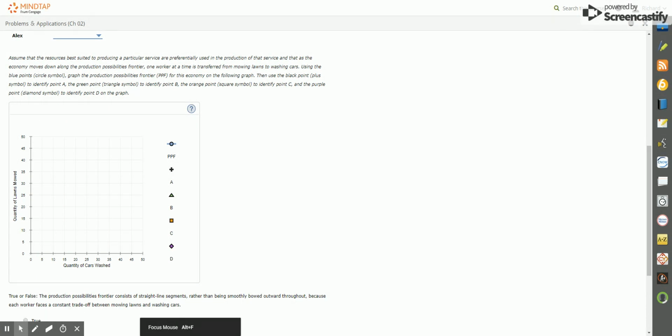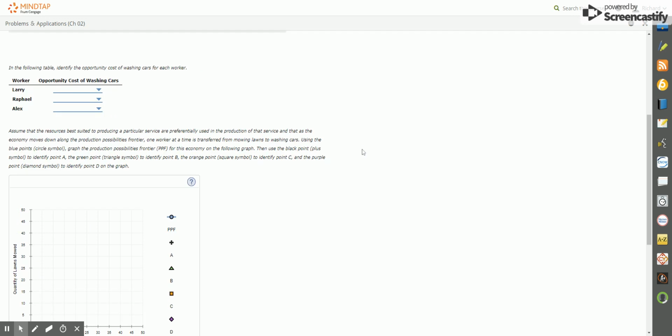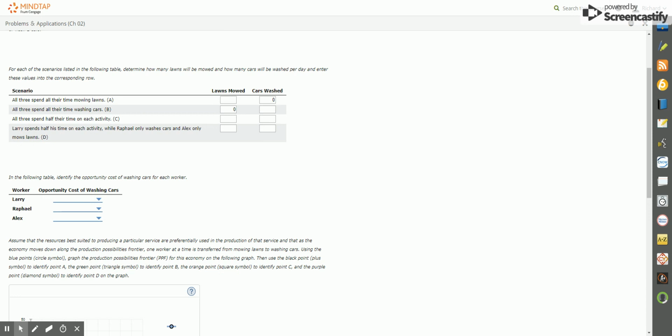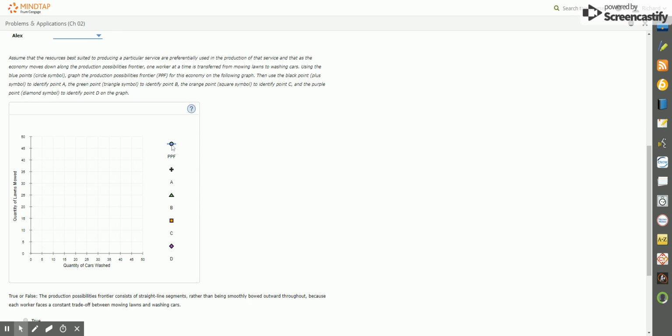But the question asks that you're going to need to give some instructions. You're going to have to draw something on the picture. So assume that the resources best suited to producing a particular service are preferentially used in the production of that service. So at the beginning here, what we want to note is how many lawns could be mowed if everybody is mowing lawns. So we could go up here, and that would correspond to all three spending all their time mowing lawns. And we're going to put that out.